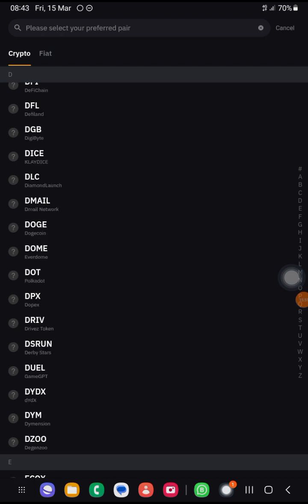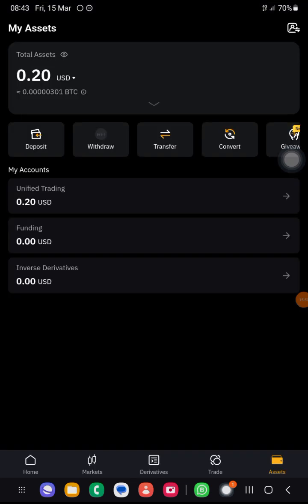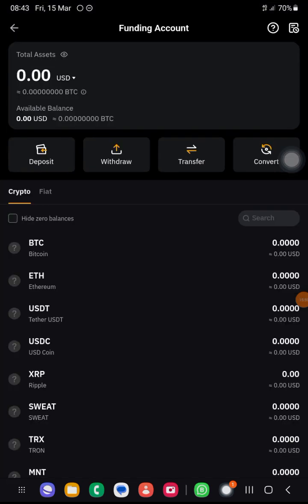So once your money arrives in your funding wallet, and you want to use it for your futures trading, just like what we did in Binance, you can always come to transfer here to transfer your money between the accounts, either from funding to inverse derivative, or from inverse derivative to funding or spot. You can always do that right here.